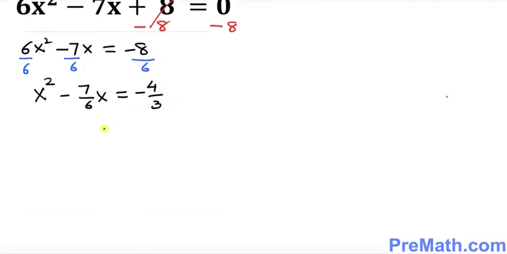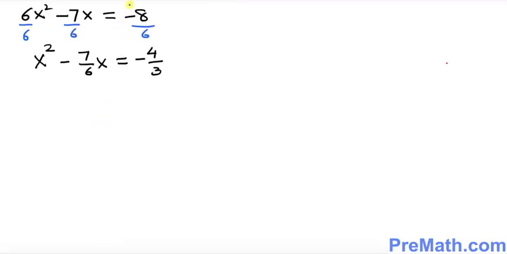The next thing I want you to do is look at this number only, the coefficient of x. Don't worry about the negative sign. I'm only looking at 7 over 6. Whatever this number is that I circled, you must divide it by 2. 2 could be written as 2 over 1. Then what are we going to do next?